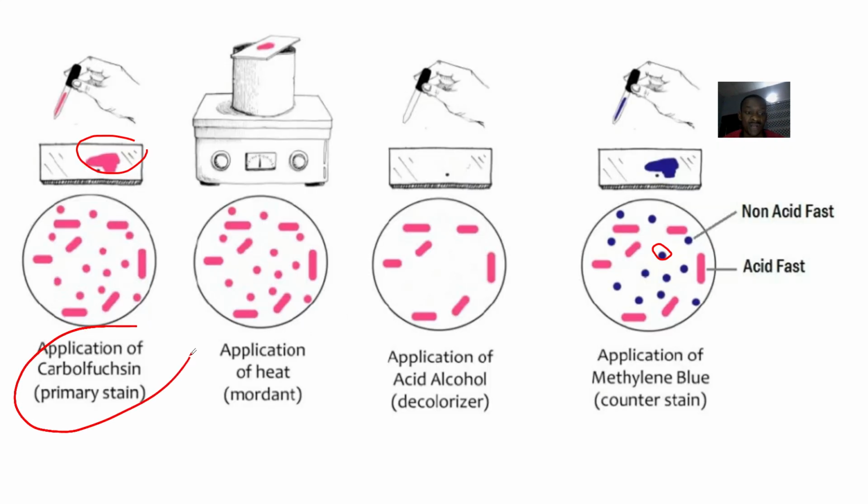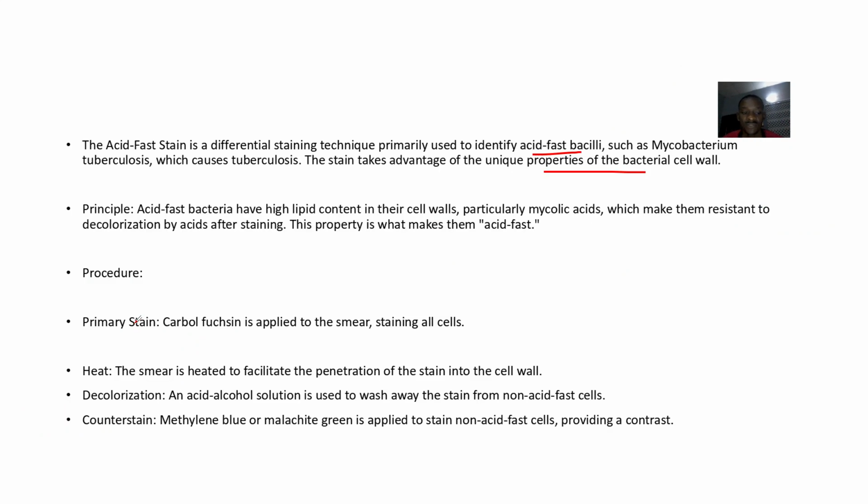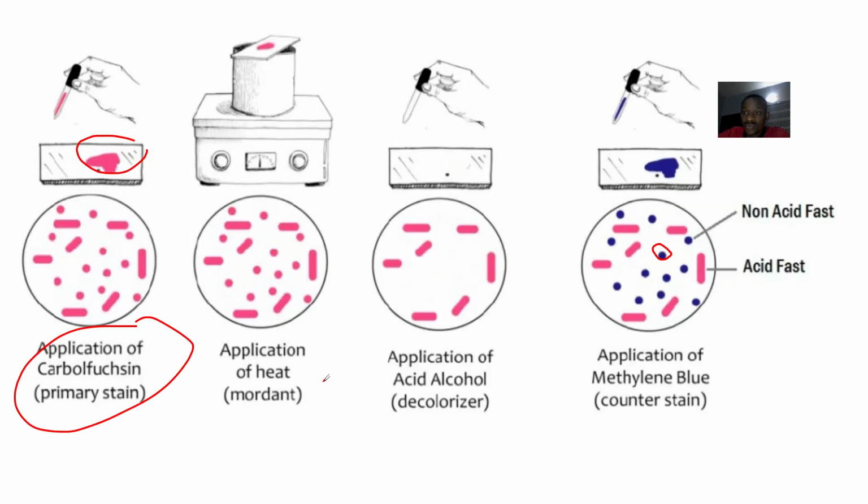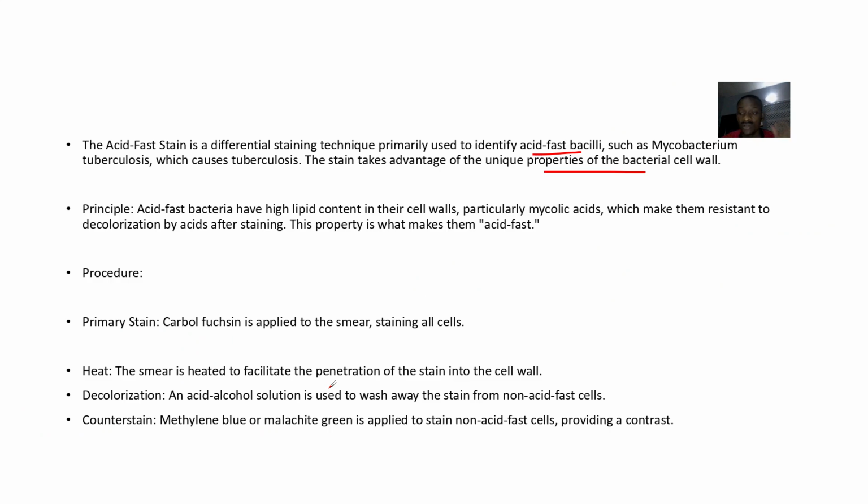Okay. So the procedure is carbol fuchsin is applied to the smear, staining all the cells, right? So application of carbol fuchsin, that's the primary stain. The next one is what? Heat. Right. So the smear is heated to facilitate the penetration of the stain into the cell wall, or some people say fixing. Alright, so application of carbol fuchsin, application of heat.